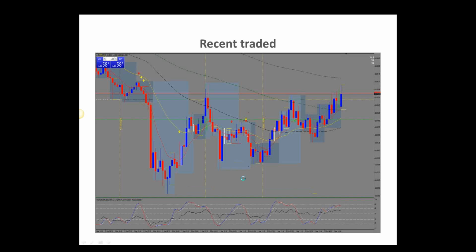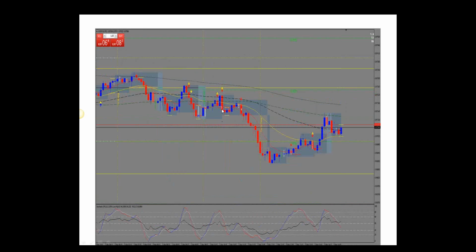All right, there's another one here. Right here. There's my entry. My exit is in there somewhere. Oh, there's the exit there. All right. Let's see. I'll go to another one.